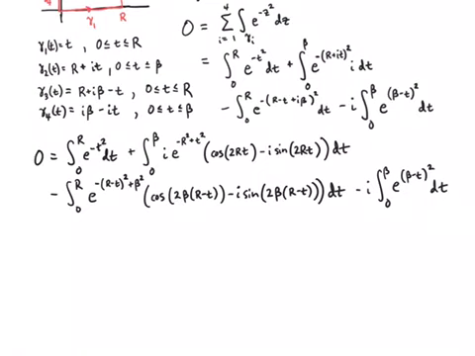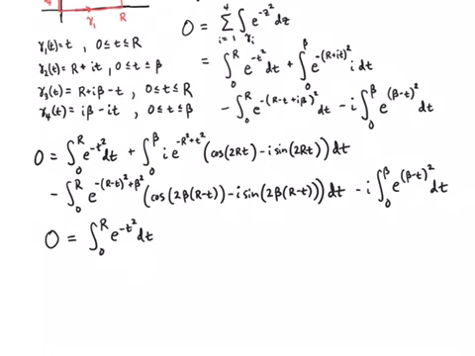Okay, so now we can split into real and imaginary parts. This 0 is equal to this whole thing, so the real part is 0 and the imaginary part is 0. If we write that out, let's do this. The real part: integral from 0 to r of e to the minus t squared dt.